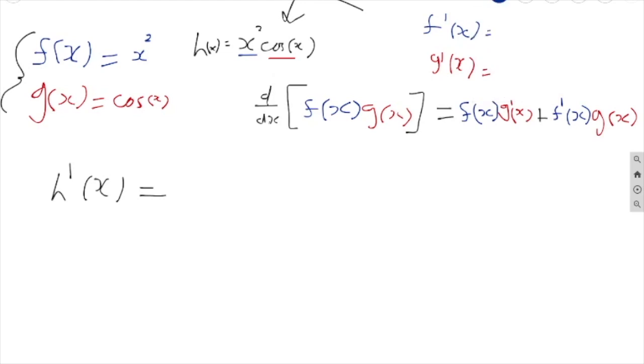So to start, since f of x equals x squared, f prime of x therefore equals 2x. And since g of x is cos of x, we therefore know that g prime of x equals minus sine of x, or minus sine of x, depending how you pronounce it. With these, we can substitute straight into our equation.